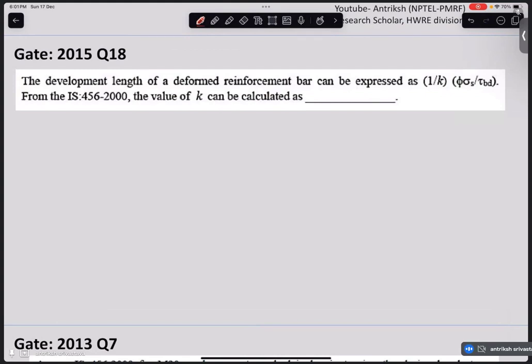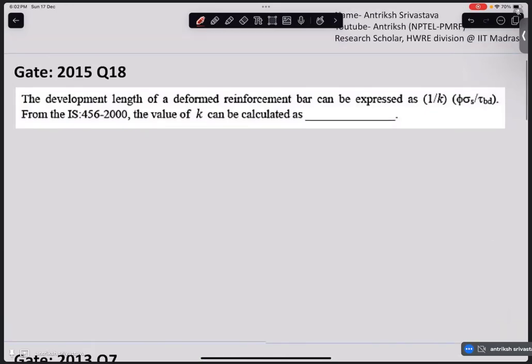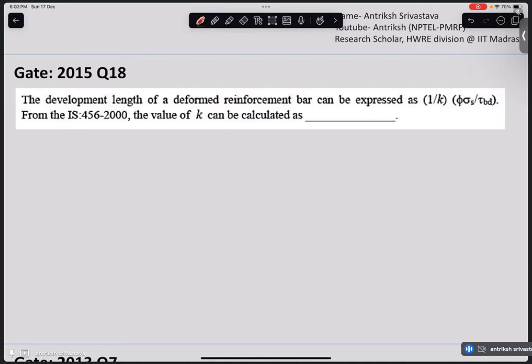The development length of a deformed reinforced bar can be expressed as L_d = (1/k) * (phi * sigma_s / tau_bd). From IS 456-2000, the value of k can be calculated as... Alright, so to solve this question, we need to know why we provide this development length and how it functions.